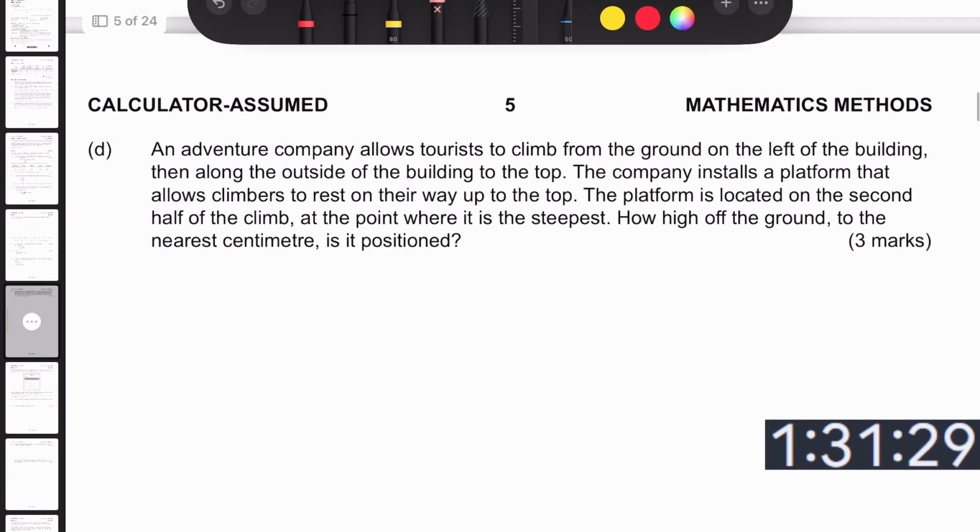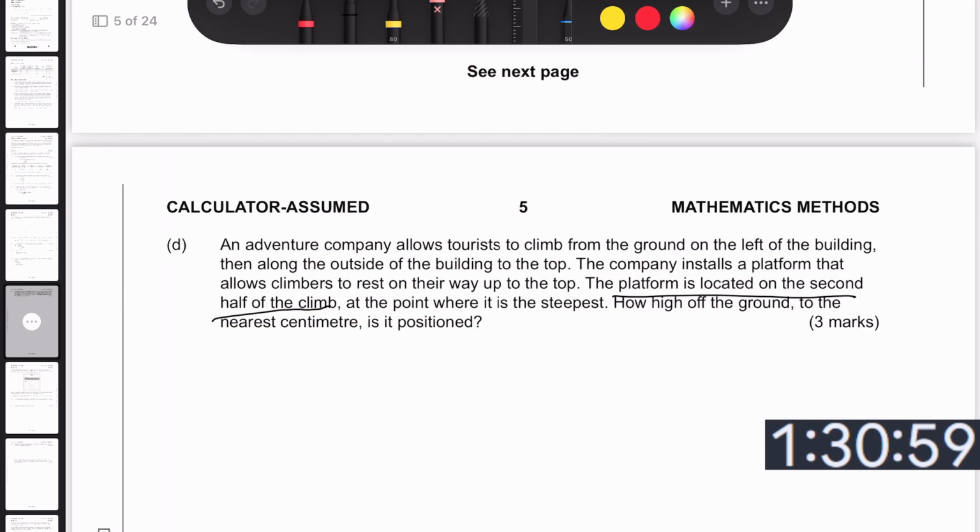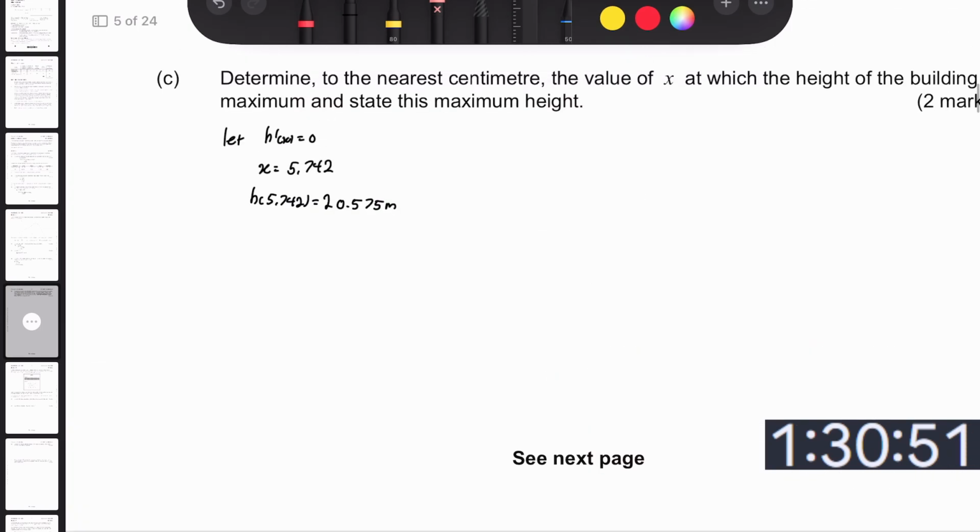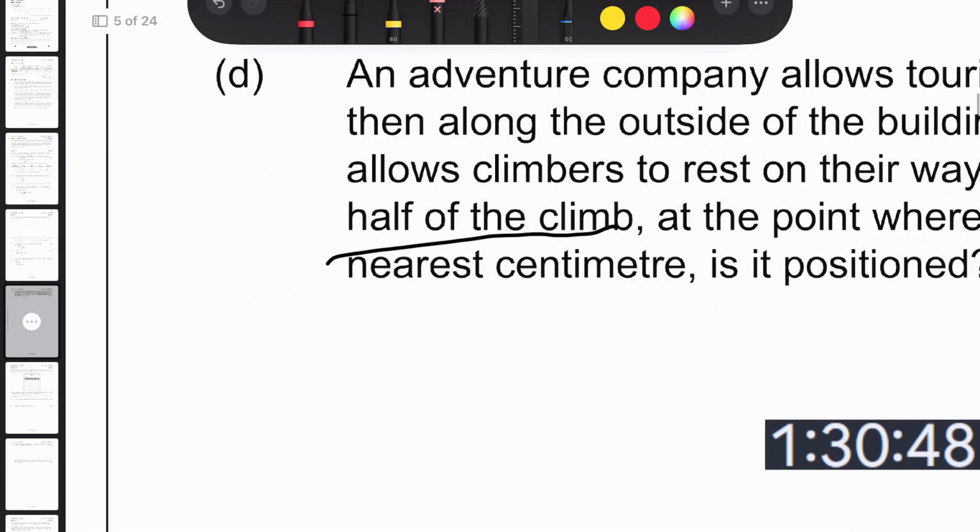Alongside. Wait, what is happening here? Climb from the ground on the left of the building, then along the outside of the building to the top. The platform is located on the second half of the climb, at the point where it is steepest. How high off the ground to the nearest centimeter is it positioned? Second half of the climb.